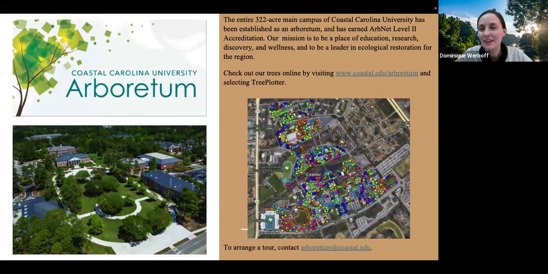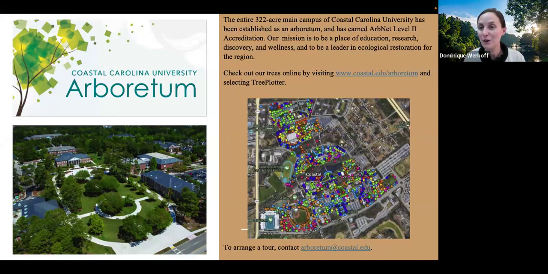Sure, thanks. So I am the Director of Arboriculture at Coastal Carolina University. What is a really exciting new effort at the university is that our entire main campus, which is 322 acres, has become an accredited arboretum. This is an evolution of a project that started with a group of my students back in 2019 to protect a small 1.5 acre stand of native trees on campus to make sure that that corner would not get developed. And so it's really neat to see it blossom into a campus-wide commitment.